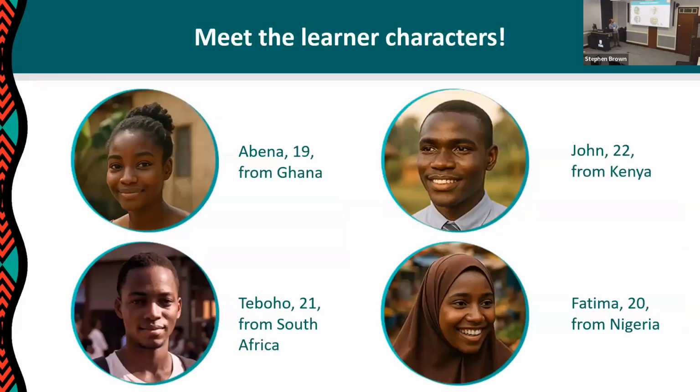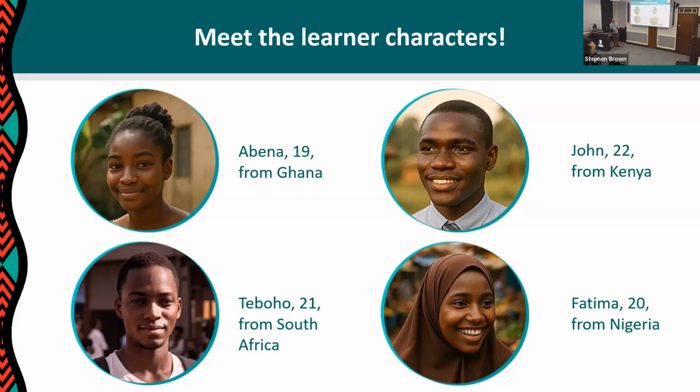And I'm very happy to introduce you to these AI-generated photorealistic images that our visual designer created of our 4 characters. We have Abena, who is from Ghana, wants to be a pediatrician, grew up in a rural village and moved after high school to a city. John, who's 22, grew up in and still lives in a rural setting. He went to university in Nairobi and then moved back. He has a lot of caring responsibilities for his family. He wants to be a science teacher.